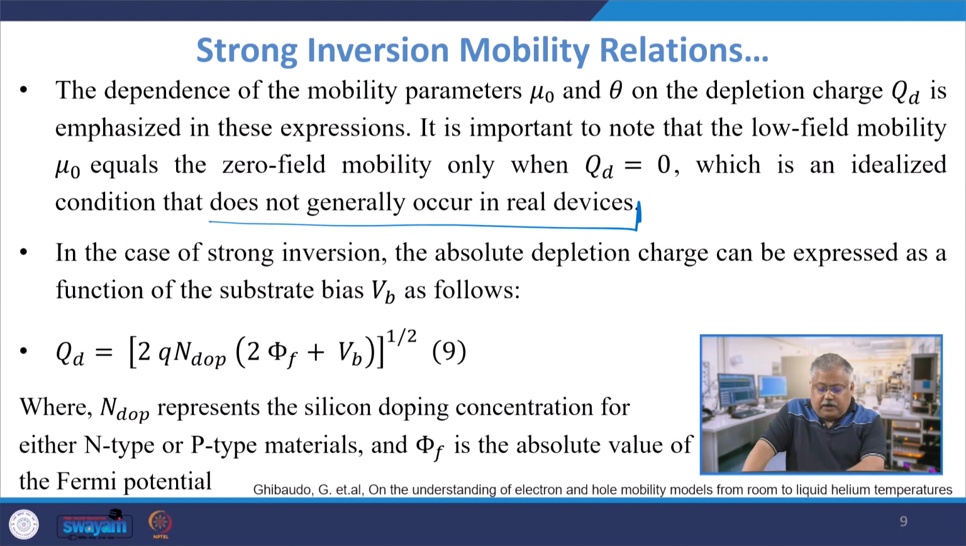So in the case of strong inversion, the absolute depletion charge can be expressed in this manner, and it depends upon the value of Vb as well. N doping is the doping concentration, phi f is the absolute value of the Fermi potential, and Vb is the potential which you apply. And you see the charge has a non-linear dependency on the substrate bias voltage.